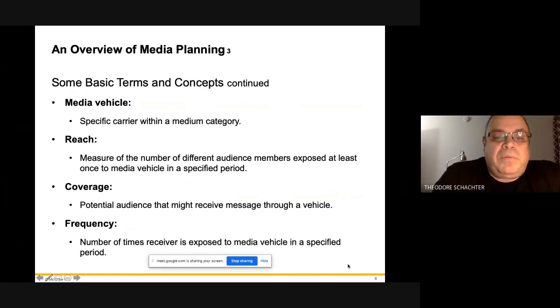Reach is the number of different audience members exposed at least once to a media vehicle in a specific period. Okay, that's a very nice way of saying how many different people are we going to reach? Reach, right? At least once. So if, as I'm doing this lesson, I think there are 19 people in this class, my reach to reach 100% of people is 19. Okay, 19 different people.